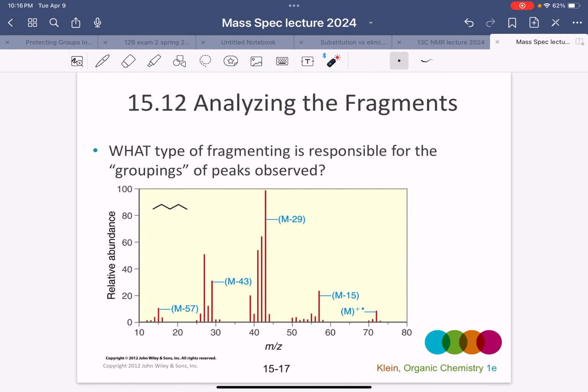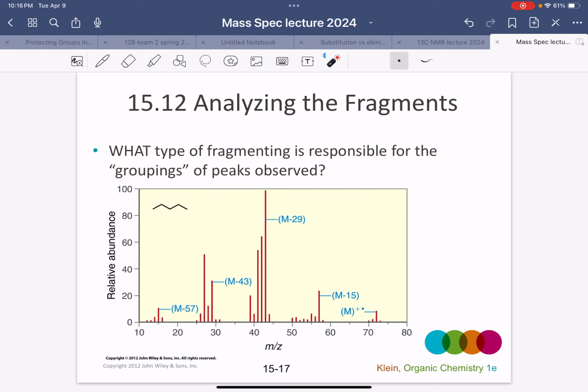All right, what does this look like then? Well, it looks like the following. We have our little tiny M plus peak here, but then we have peaks at M minus 15, M minus 29, M minus 43, M minus 57. We have one at M minus 41. That's kind of interesting. That might be due to something else, which I'll talk about in just a little bit.